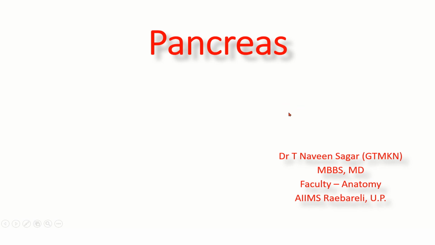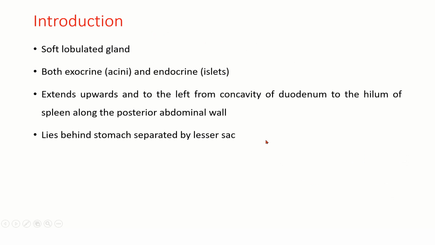Today in this session we'll be dealing with the pancreas. Pancreas is a soft lobulated gland. It has both exocrine as well as endocrine part. Exocrine part is the pancreatic acini, whereas endocrine part is the pancreatic islets.